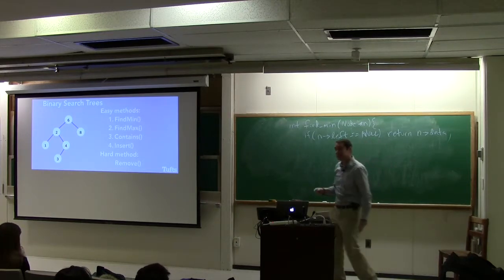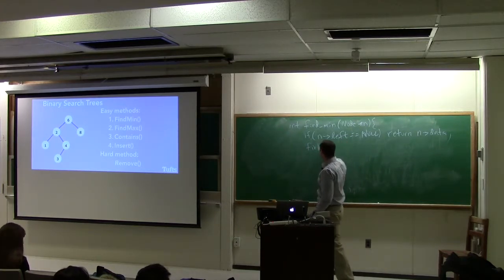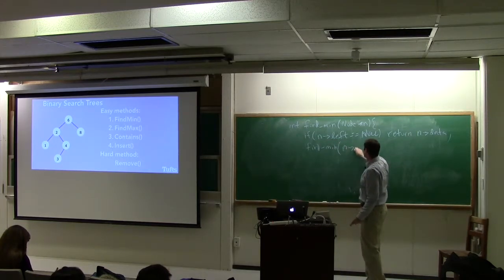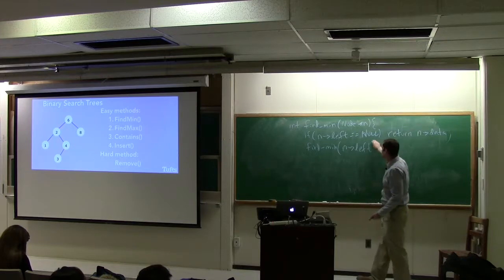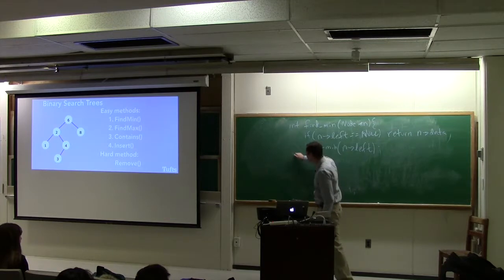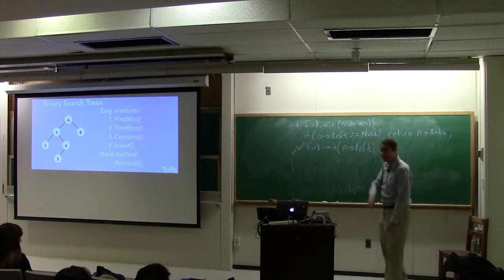What do we do then? You call find min and left. Is that it? We missed one thing on here. Return find min. Right? Because you have to return the value that you're going to eventually find.